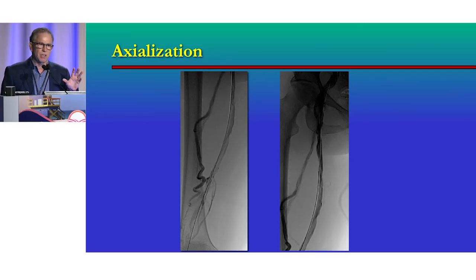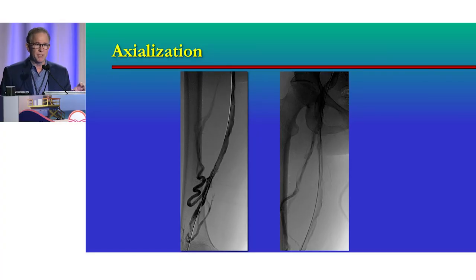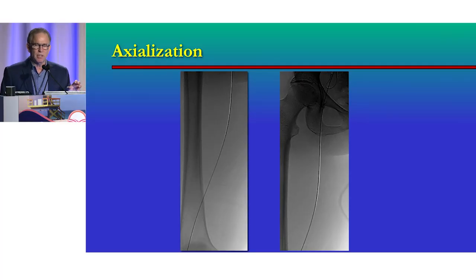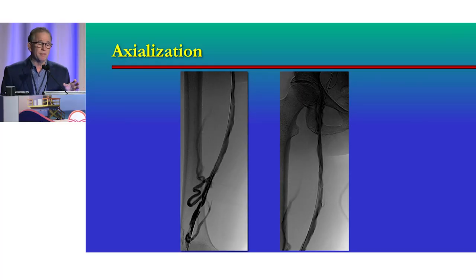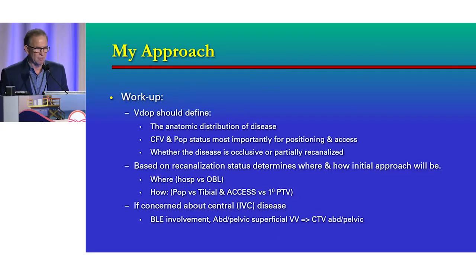But here you can see the difference between the axialization that really doesn't occur in somebody with popliteal disease, and then once you get that popliteal open, including the femoral vein, how that patency can remain. And her patency, actually, as I said, out 5 years was good.